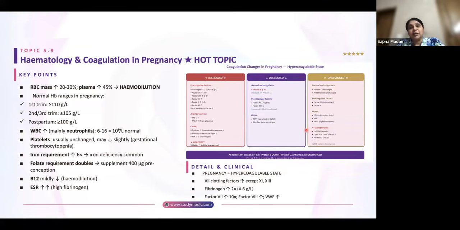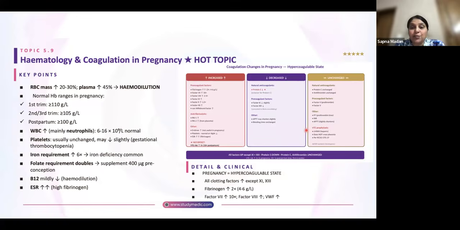WBC will increase. These are mainly going to be neutrophils. It is going to be 6 to 16 into 10 raised to power 9 per liter, and this is normal. Platelets remain unchanged, or they may fall because of either hemodilution or gestational thrombocytopenia. Iron requirement is increased, and iron deficiency is commonly seen in pregnancy. Folate requirement will double. That is why you have to supplement with 400 micrograms preconceptionally or periconceptionally. B12 is mildly reduced because of the hemodilution, and because of the fibrinogen, the ESR is increased.